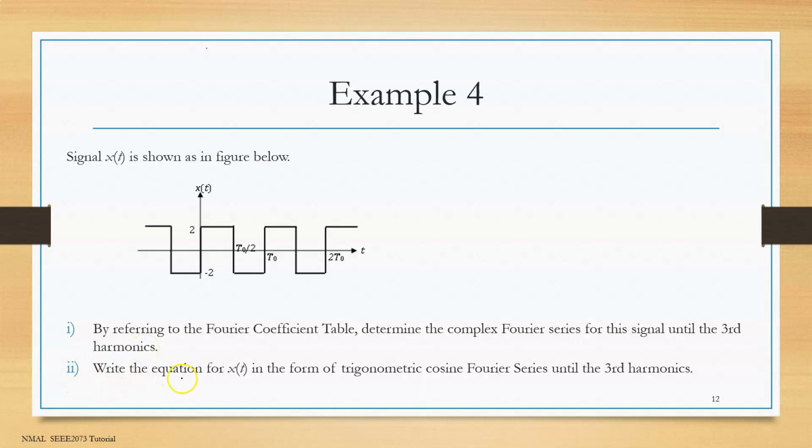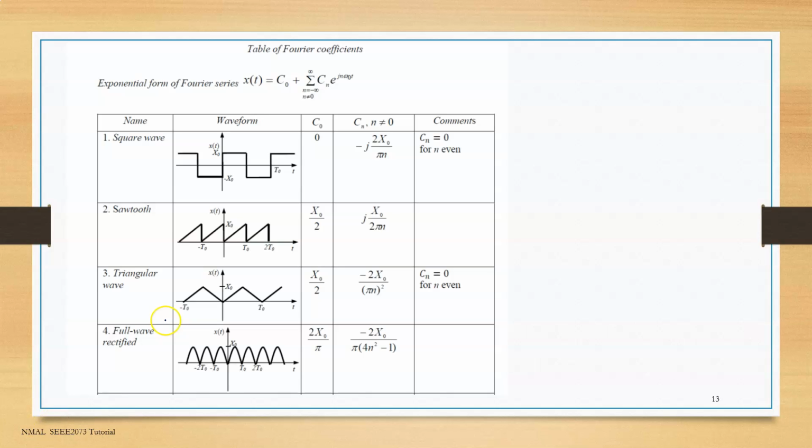Secondly, write the equation for x(t) in the form of the trigonometric cosine Fourier series until the third harmonic. So first, you only have to determine the complex Fourier series coefficients. You don't have to write the equation for the Fourier series in complex exponential form. Based on the waveform given and the table, this is a square wave.